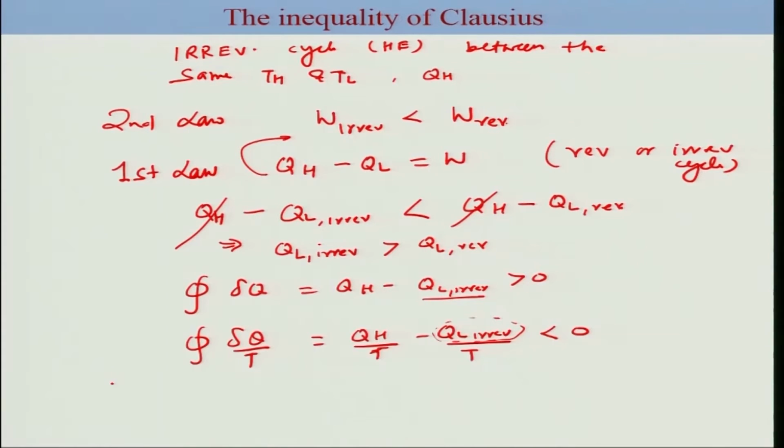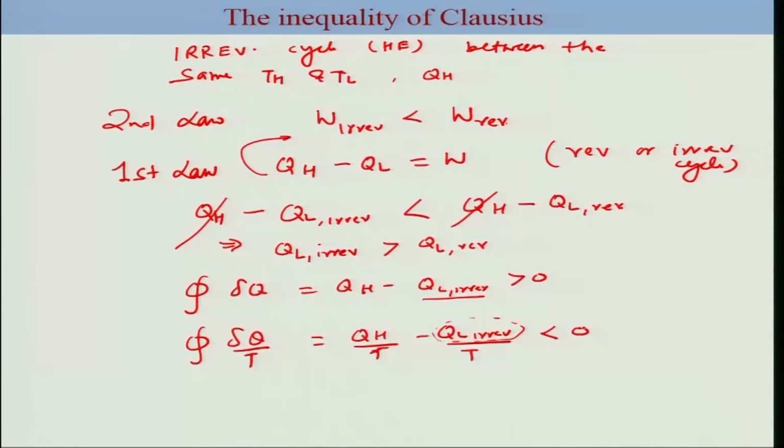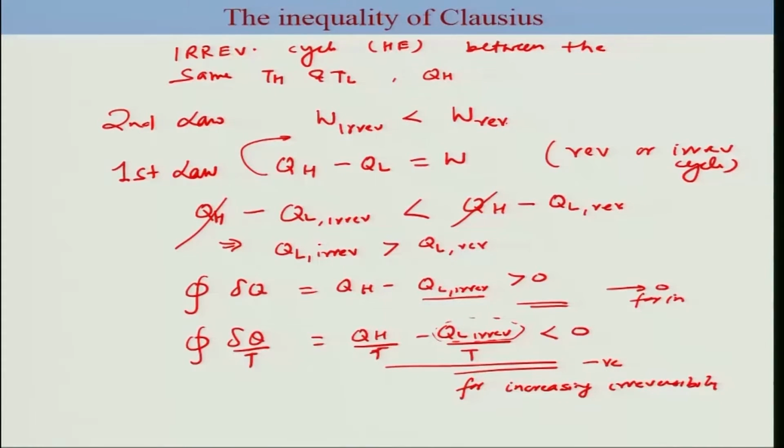Now if you have a system where the irreversibility can be increased, let's say, due to the finite difference in temperature between the system and surrounding, for example, or frictional loss, if you have more irreversibility, this term will become more negative for increasing irreversibility. Okay. And what about this? If you have more irreversibility, this will approach 0 for increasing irreversibility.